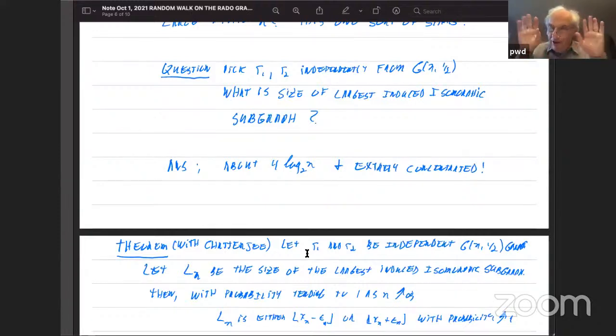So now all graphs are finite. And so suppose I pick 2 independent Erdős-Rényi graphs with n vertices and p equal to a half. What's the size of the largest induced isomorphic subgraph? So that means I have to find a set of vertices here, a set of vertices here, and a one-to-one mapping, which takes, you know, edges to edges and non-edges to non-edges. So they're isomorphic as these two. If you take all the edges from here and all the edges from here, the two graphs are the same.